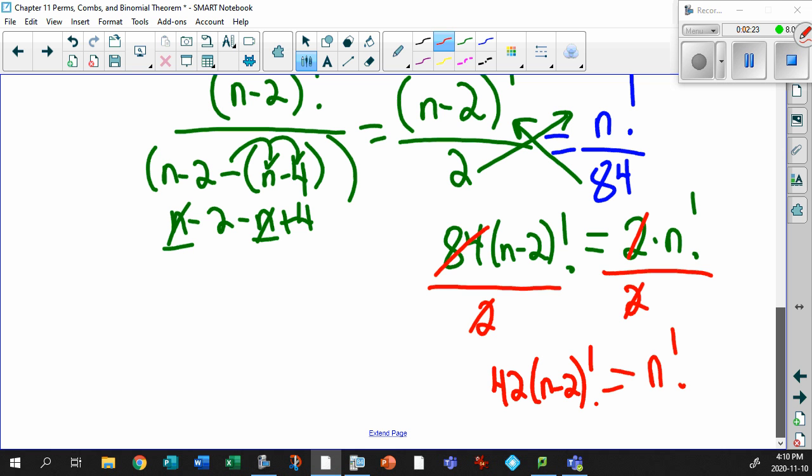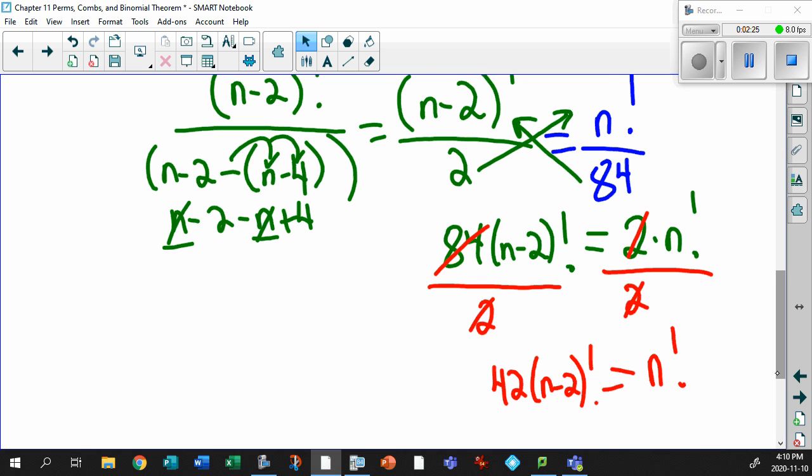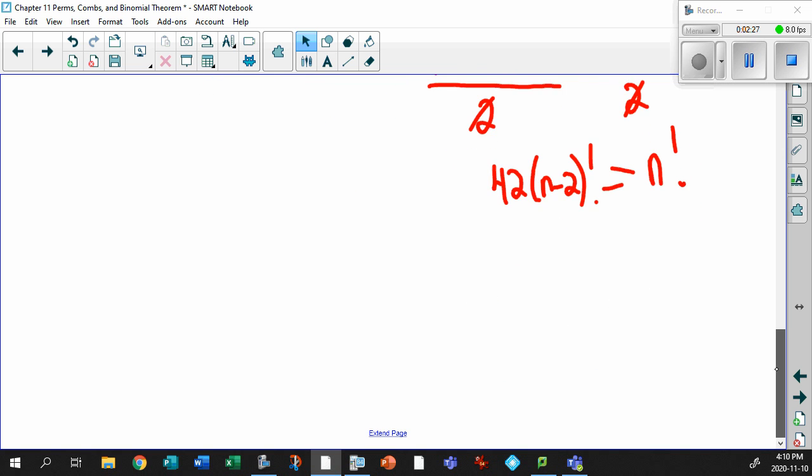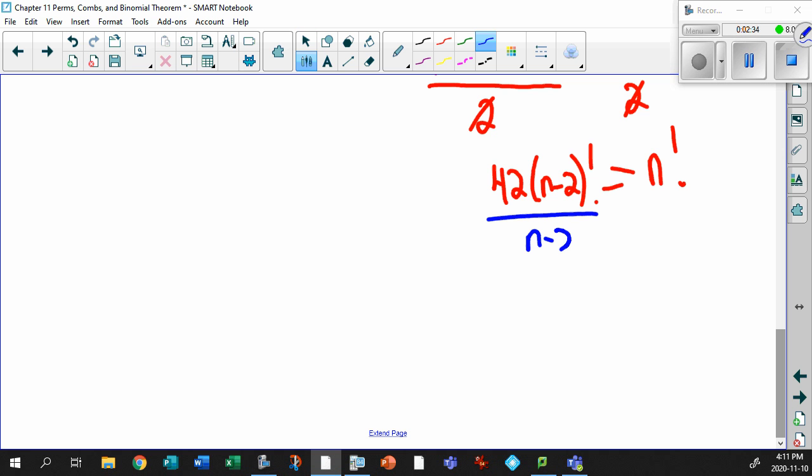Now, you're probably saying to yourself, how is that supposed to have helped me? Okay, it's actually pretty simple. Watch this. This is really cool. What you can do now is divide each side by (n minus 2) factorial. Now, I know you're saying, that still doesn't help me. Watch. You're going to be just blown away by this. You ready? I'm going to write it over here.